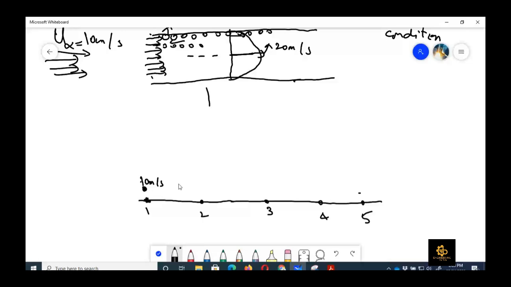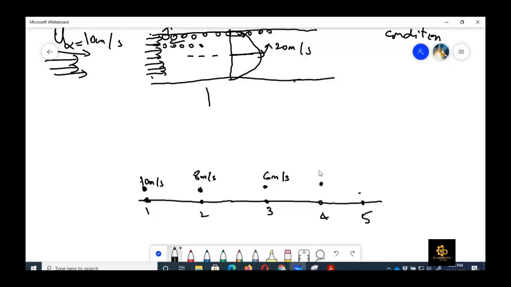But from 1 to 2, there would be a kind of drag force on this molecule due to those molecules which are on this pipe surface. So if we measure the velocity at point 2, maybe it would be 8 meters per second. At point 3, it would be 6 meters per second. At point 4, it would be 4 meters per second. And at point 5, it would be 2 meters per second.